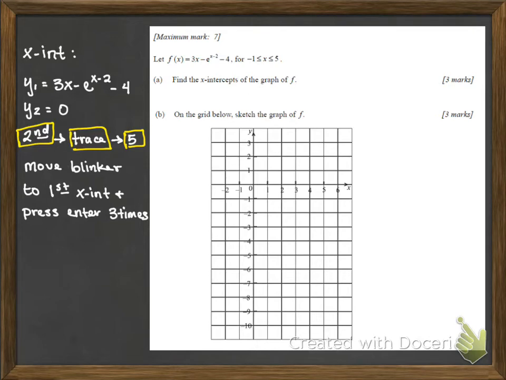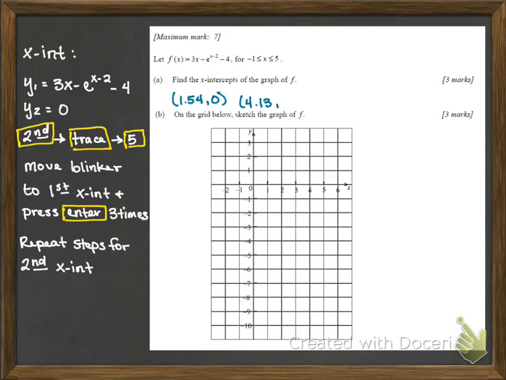You should have x equals some value, and then y will equal 0. Then we're going to repeat the steps for the second x-intercept. Again, you don't have to retype the function. So we start with second trace and then press 5, or go down to intersect and press enter. This time you need to move your blinker to the second x-intercept and then press enter 3 times to get that point. Our 2 points are 1.54, 0 and 4.13, 0.